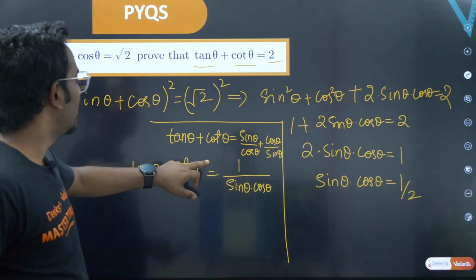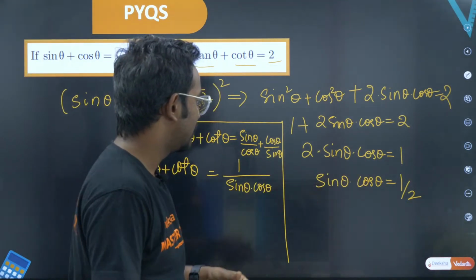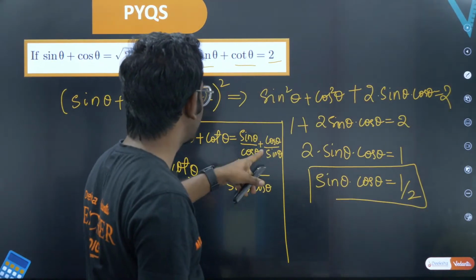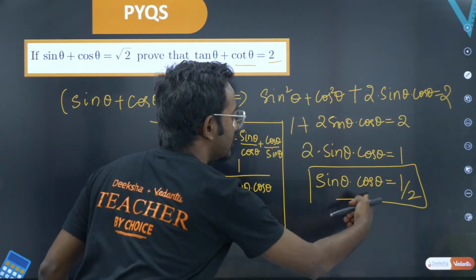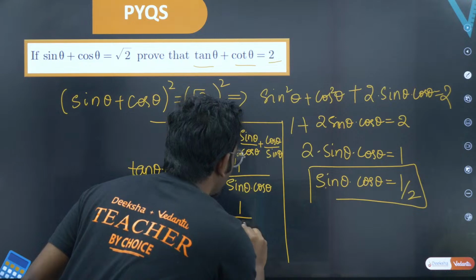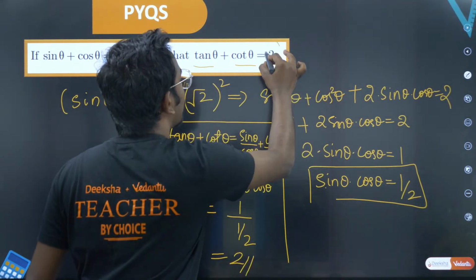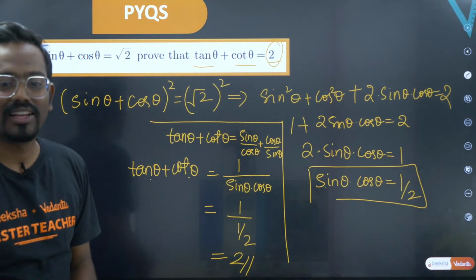So now what is tan theta plus cot theta? I want 1 by this. I know tan theta plus cot theta is basically 1 by sin theta cos theta. So sin theta into cos theta is 1 by 2, and this whole thing becomes 1 by 1 by 2, which is nothing but 2. That is nothing but your RHS. So we ended up with LHS equal to RHS. Hope this is clear, everybody.